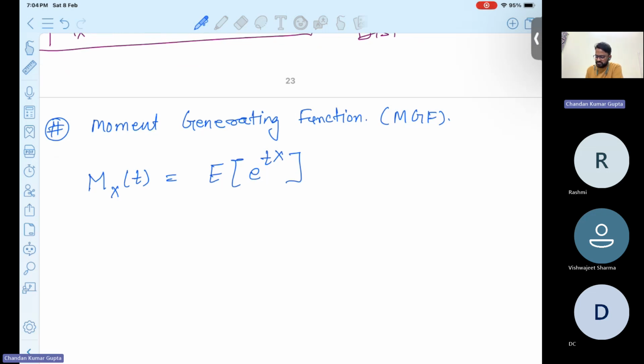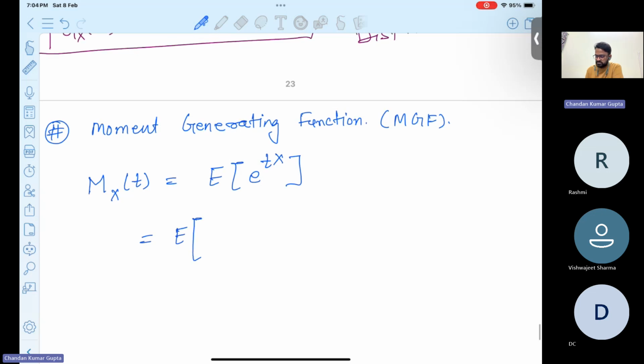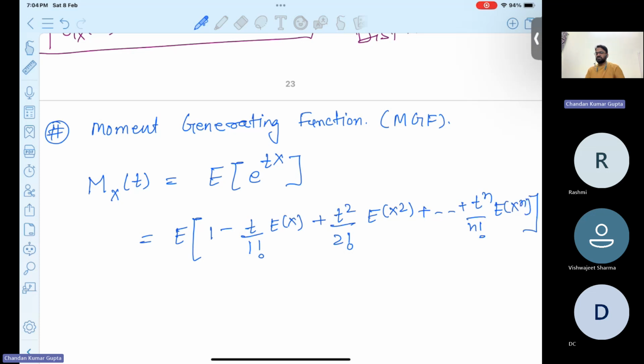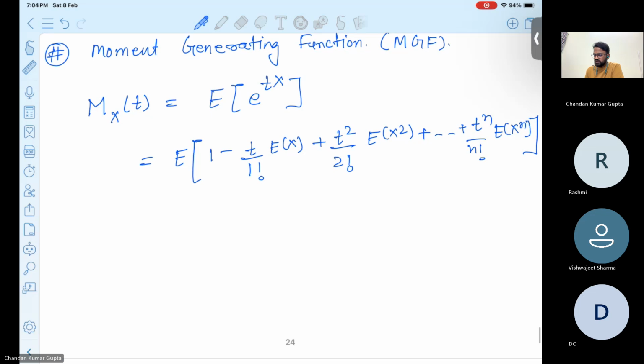Also, e to the power tX can be expanded, so this can be represented in this form: t upon 1 factorial expectation of X plus t square upon 2 factorial expectation of X square and so on, up to t to the power n upon n factorial expectation of X to the power n. This is generated by the moments actually. With the help of this moment generating function, we are able to generate moments, and mean and variance can be calculated. We will discuss this in the remarks. So this is moment generating functions.